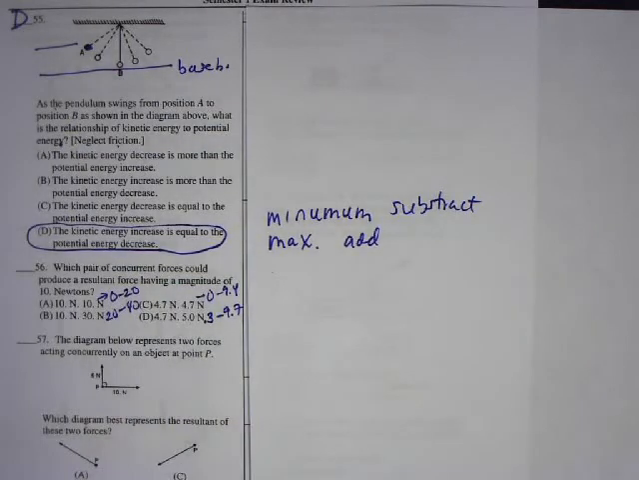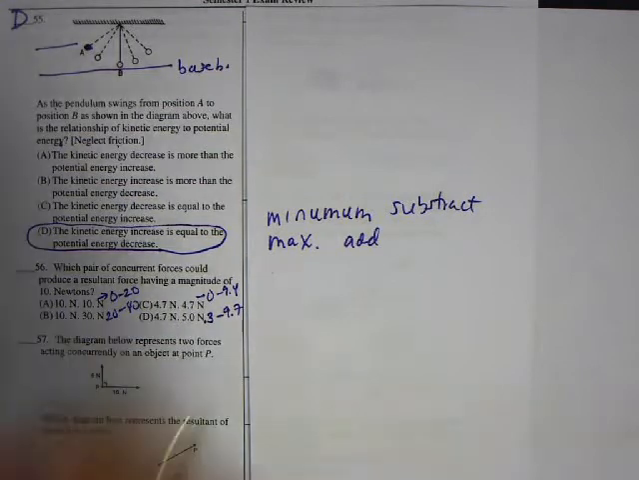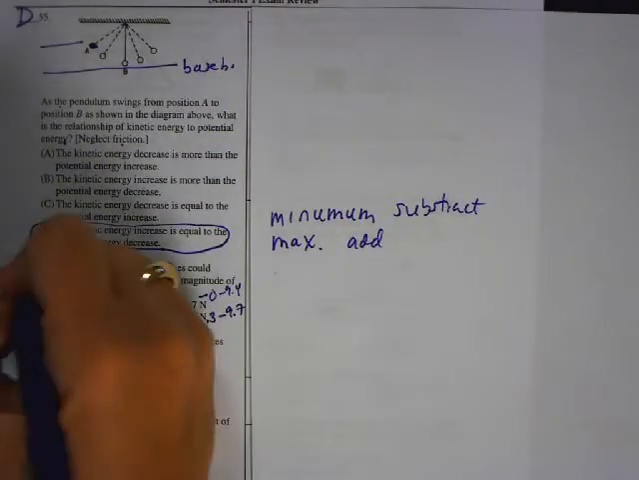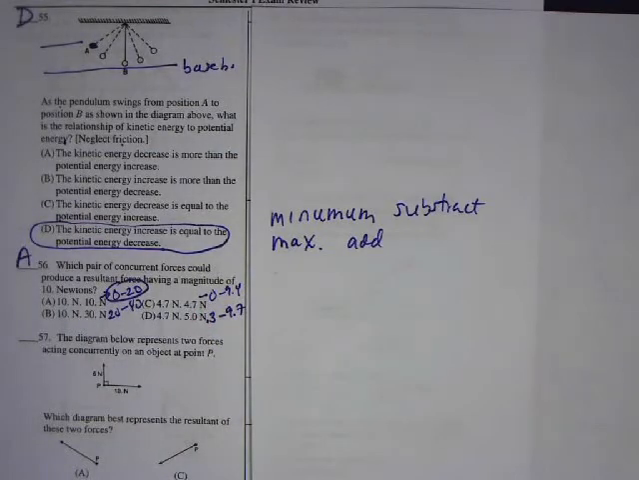So which one of these has an answer of 10? The only one that could possibly have an answer of 10 is going to be the first one. So that's how I answer these. I find the minimum and the maximum value. So I add and subtract.